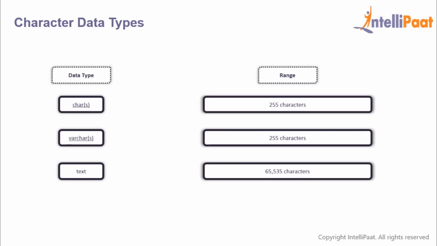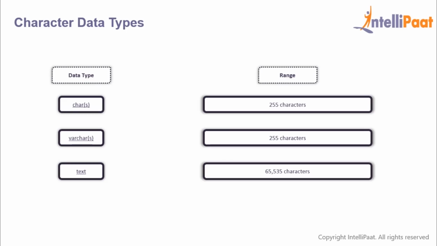Then we have the VARCHAR data type. This again takes in size as the argument. VARCHAR is a variable length data type, unlike CHAR. So here if you set the size to be 30 and give only 3 characters, the memory consumed would be only 3.